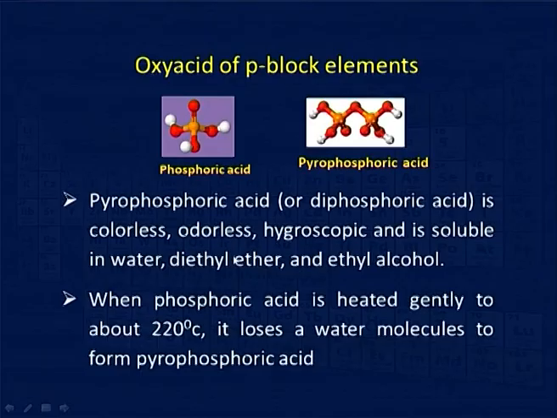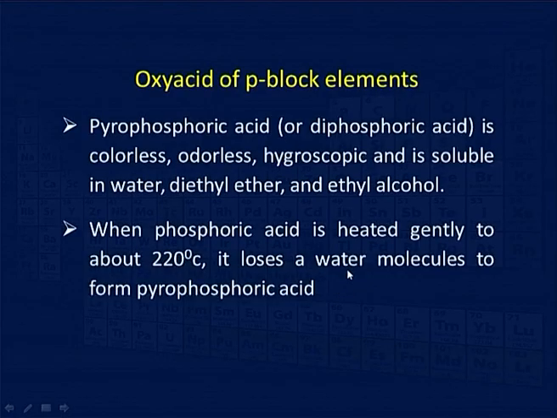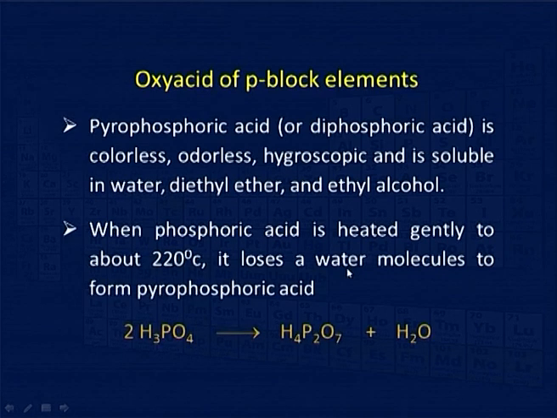The pyrophosphoric acid or diphosphoric acid is colorless, odorless, hygroscopic and is soluble in water, diethyl ether and ethyl alcohol solvents. When phosphoric acid is heated gently about 220 degrees centigrade, it loses a water molecule to form pyrophosphoric acid. This is the pyrophosphoric acid formed from the phosphoric acid. The pyrophosphoric acid or diphosphoric acid is colorless and this is gently prepared by heating at 220 degrees centigrade. It loses water molecule to form the pyrophosphoric acid.